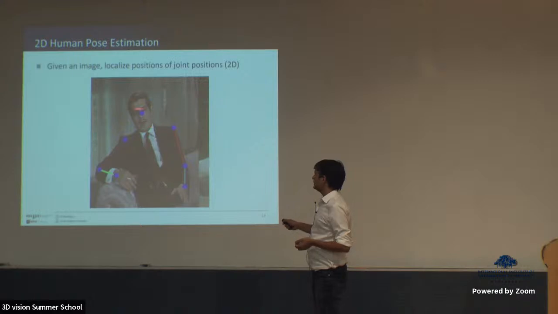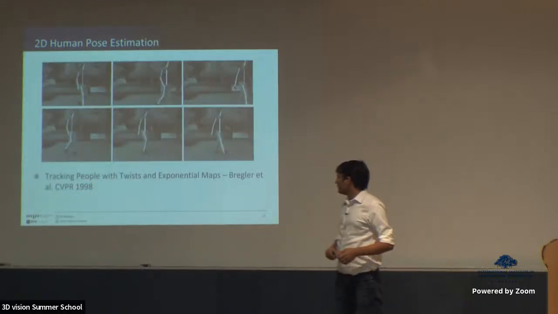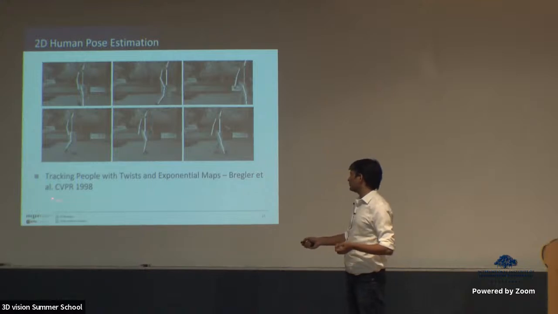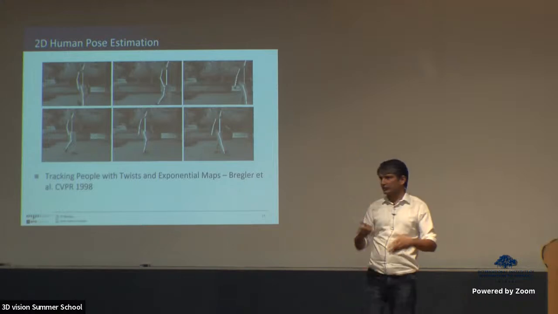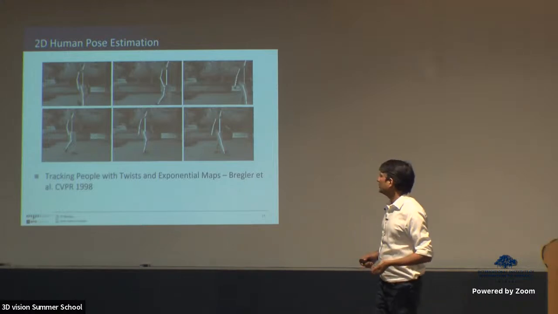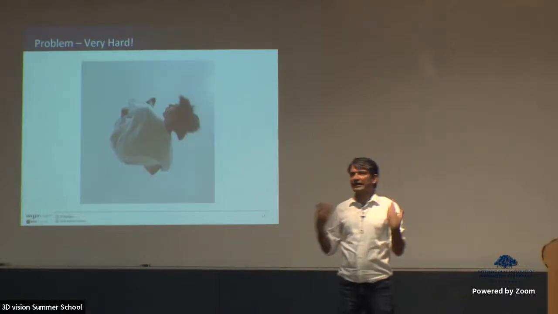For example, where is the center of the eyes, where is the shoulder, elbow, wrist, left and right, right? Now, people have been doing this for a long time. People did this many decades before, before Bregler et al. in 1998 as well. But this was one of the papers where it started to work decently well. But it is a very hard problem.